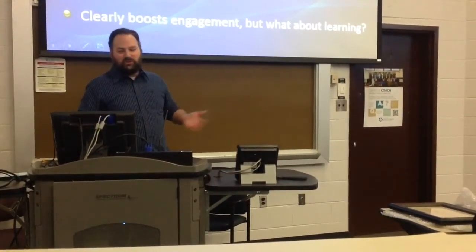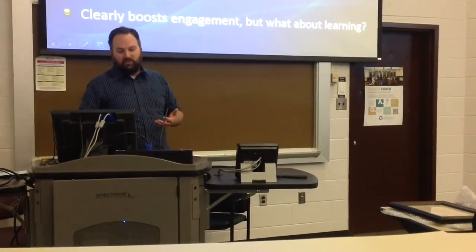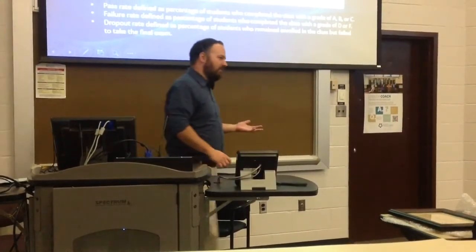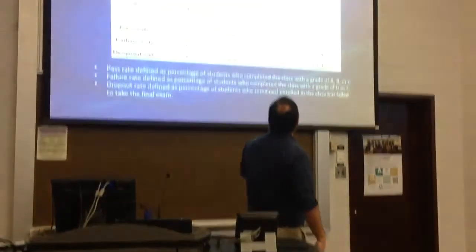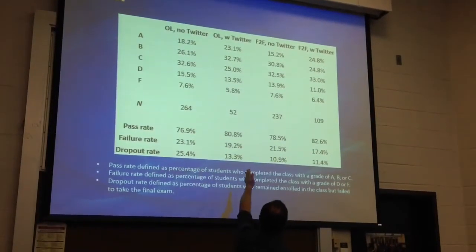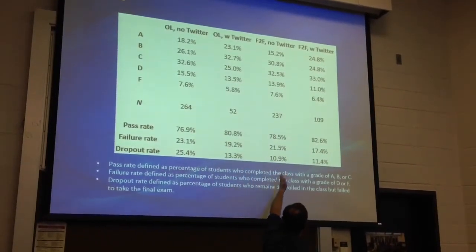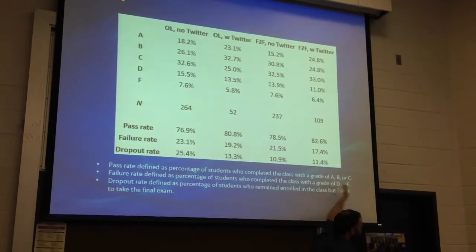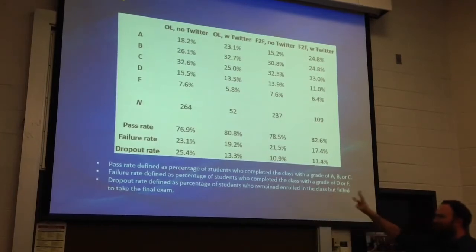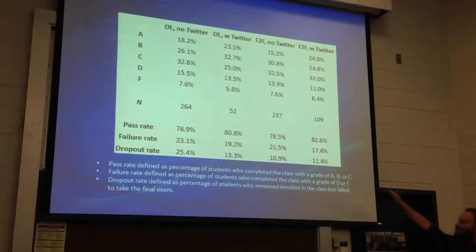Now, like I said, the research literature is very clear that Twitter is an engagement booster. As far as learning, here's what I've discovered. At the top you see online course, no Twitter, online class with Twitter, face-to-face class, no Twitter, face-to-face class with Twitter. If you scroll down to the bottom, you see pass rate, failure rate, dropout rate. Pass rate is defined as the percentage of students who completed the class with a grade of A, B, or C. Failure rate is the percentage of students who completed the class with a grade of D or F.